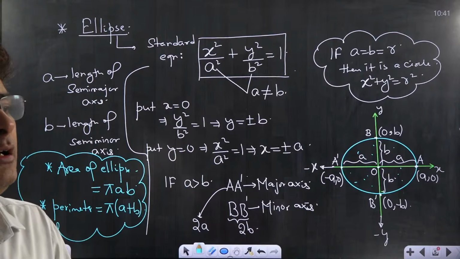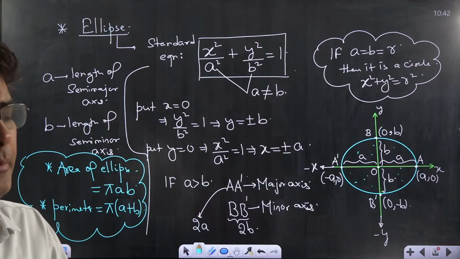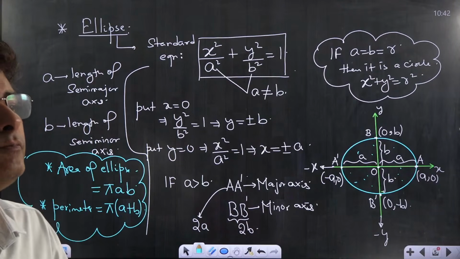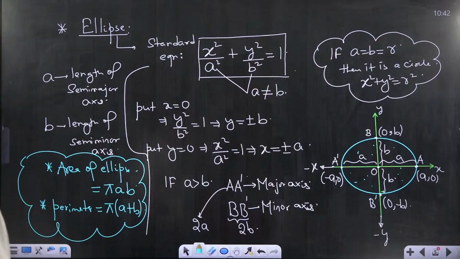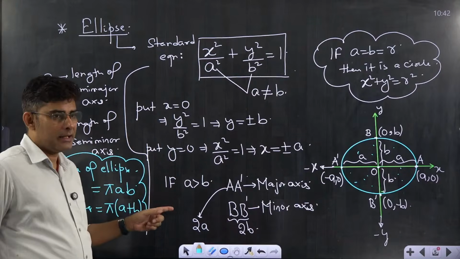Look over here, pi AB is the area of an ellipse, the perimeter is pi times A plus B. Clear? Okay. So as I said, if A and B become equal, then you will get a circle.